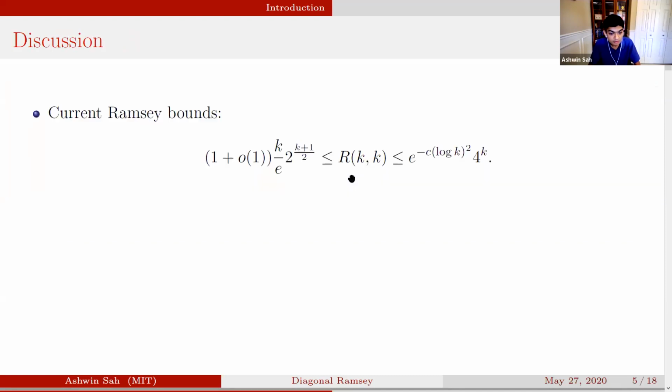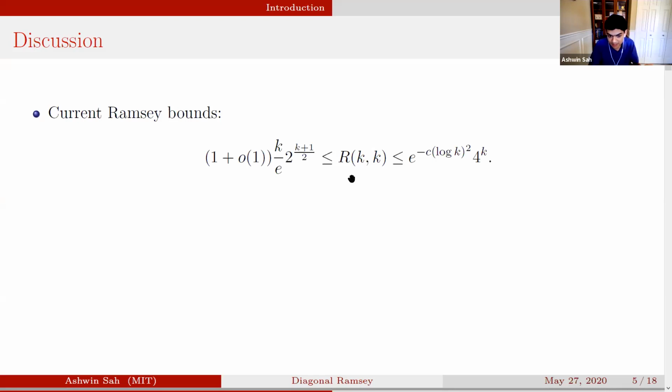So now let's step back and talk just a bit about the Ramsey problem in general. I would be remiss if I didn't talk at least a bit about this lower bound. As mentioned, the result that I have shows this upper bound of 4 to the k times e to the negative c log squared k. And there's a well-known lower bound.